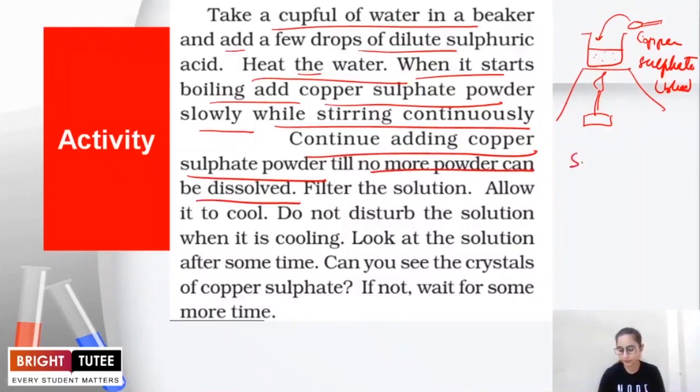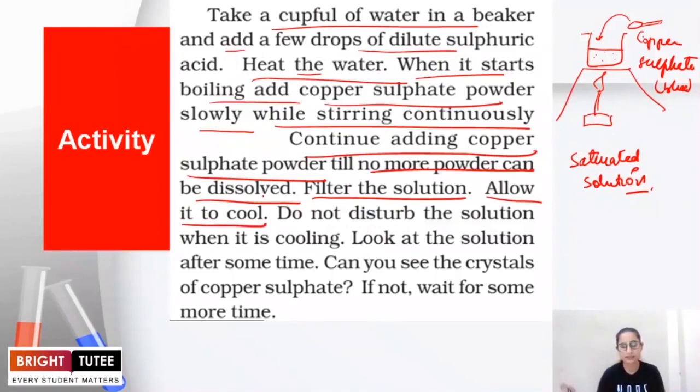Basically, you have to prepare a saturated solution, right? You have to make a solution which has the maximum amount of copper sulfate dissolved in it, and you cannot add any more copper sulfate into it, right? Now filter the solution, right? Allow it to cool. You have to filter it and you have to let it stay. You have to let it cool down. Do not disturb the solution when it is cooling. You have to keep the solution fixed at a place. You do not have to disturb the solution at all, right?